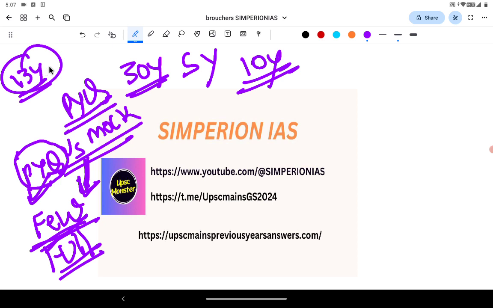PYQs are a must. Studying the things from one source is a must. Please don't overburden yourself, for GS, for mains, for the CSAT, or even for optionals. Don't study from multiple sources. Don't study polity from DD Basu, Lakshmikant, etc., and then some coaching material again. Not necessary at all. Current affairs from one source, static portion from one source, and the PYQs are very important.